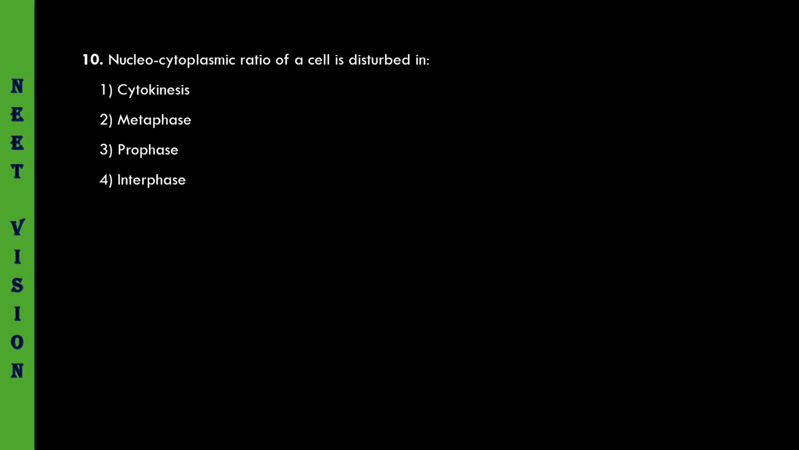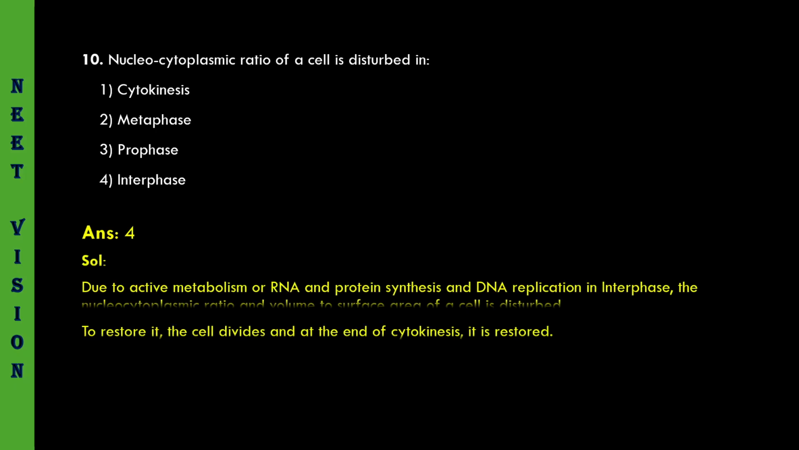The nucleocytoplasmic ratio of a cell is disturbed during interphase due to cell growth. Increase in the protoplasmic content, increase in the size of the cell. Right? The nucleocytoplasmic ratio of a cell is disturbed during interphase, not during cytokinesis. It is restored in cytokinesis. Not during metaphase, not during prophase, it is interphase. Let's see the answer, it must be the fourth one. Fourth one is the answer.